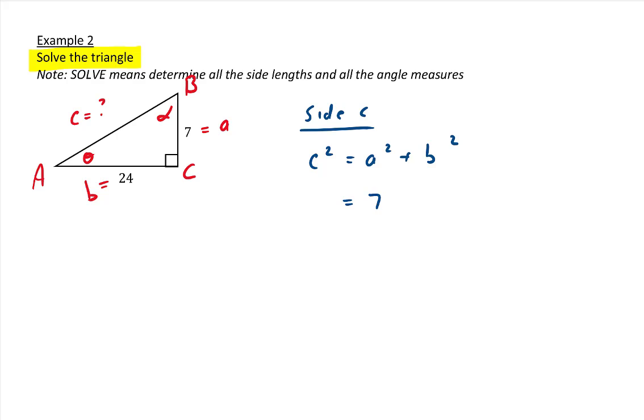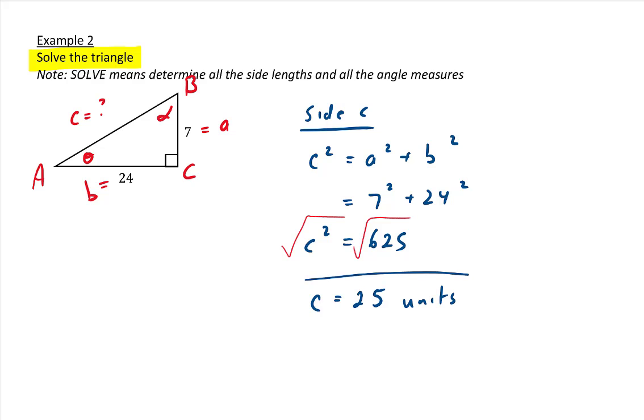We have that a is 7 and b is 24. So we get that c squared is equal to 625. In order to find c, we're going to square root this, and we get that c is exactly equal to 25 units. So now we have c for our triangle. It is 25.